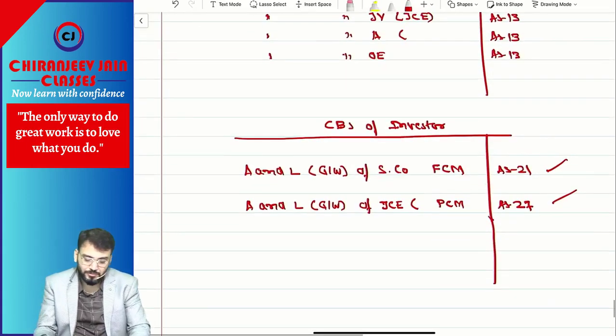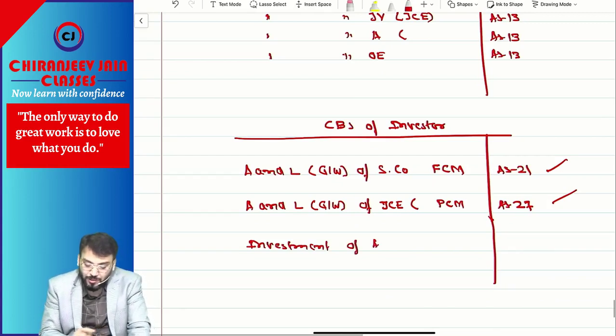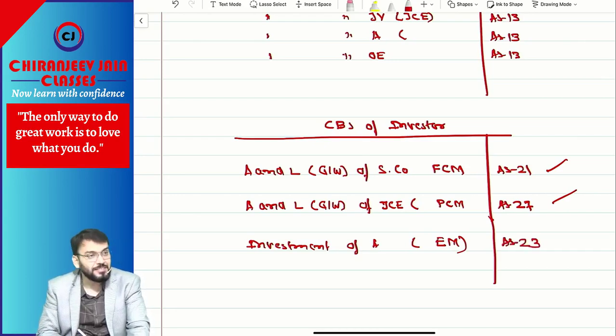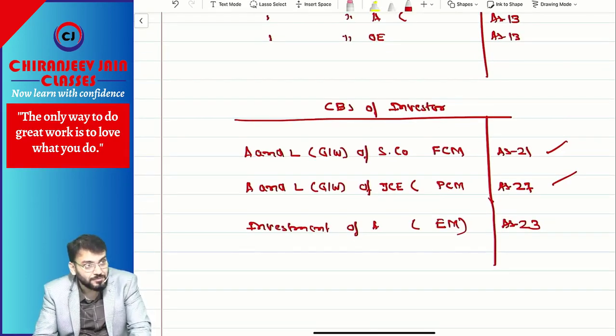Done? Now, madam, investment in associate, coming soon. We have not yet done it. Now, investment in associate will come, meaning assets and liabilities will not come. It is as per the equity method. What is the equity method, that I need to explain. EM means equity method, as per which AS? AS 23. This equity method is still left. EM means equity method.